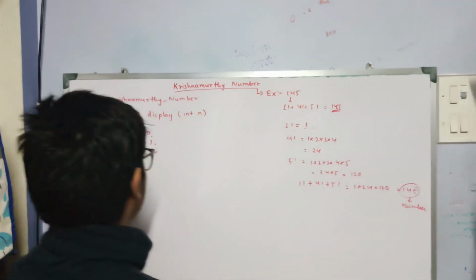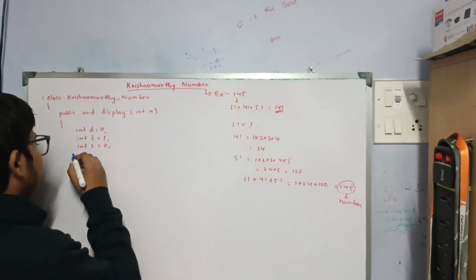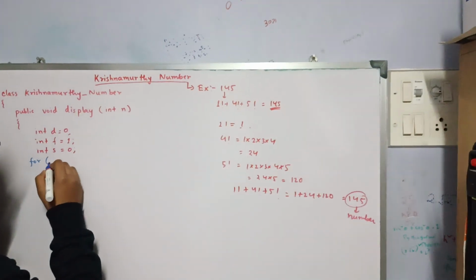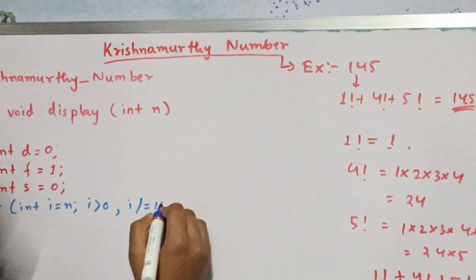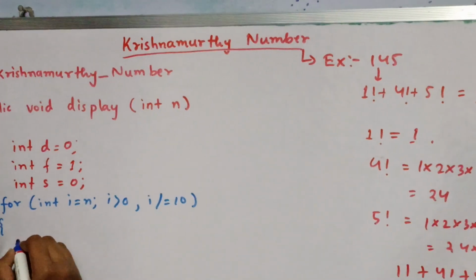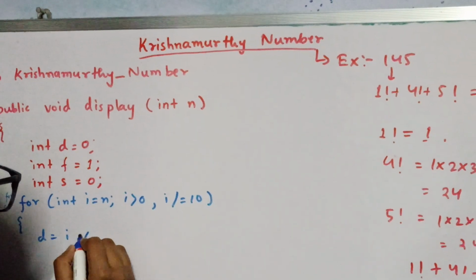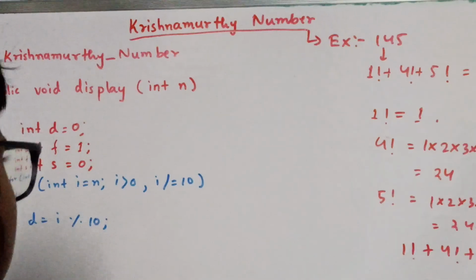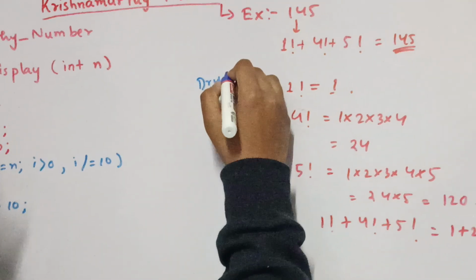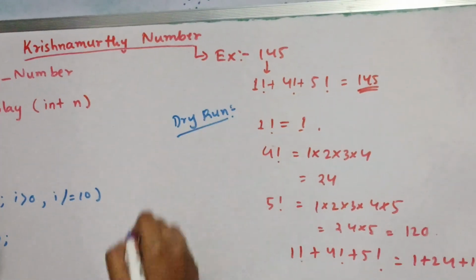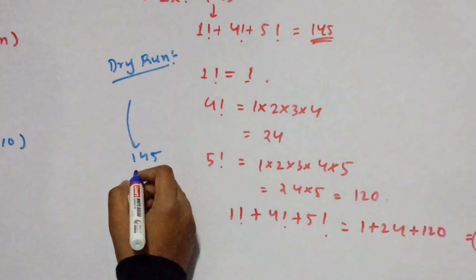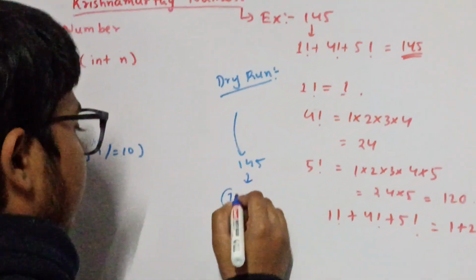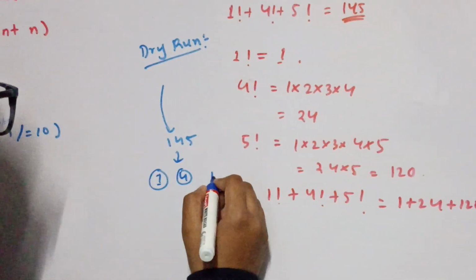Next let's start the loop. For int i equals n, i greater than 0, i divided equals 10. Next d will be equal to i mod 10. So now we are doing the dry run of the program. Your inputted number is 145. By performing this loop, what are you getting? You are separating the digits 1, 4 and 5.